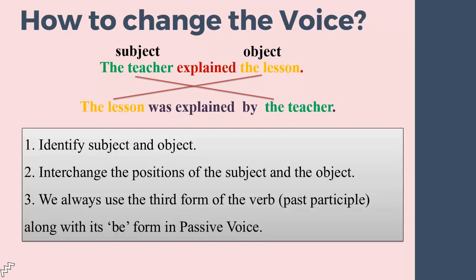Step number 3, we always use the third form of the verb or past participle with its be form in passive voice. As you can see, this is the example of past indefinite tense. We use the be form was or were for this tense. Since the subject was singular, we have used was over here. So, the lesson was explained, and explained is the past participle here, and we use past participle in all passive sentences, no matter what the tense is.